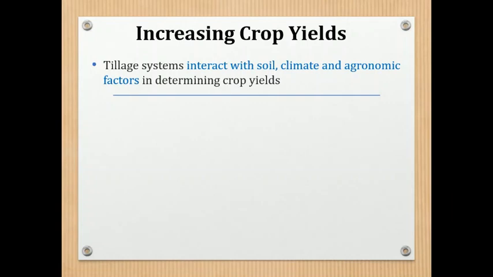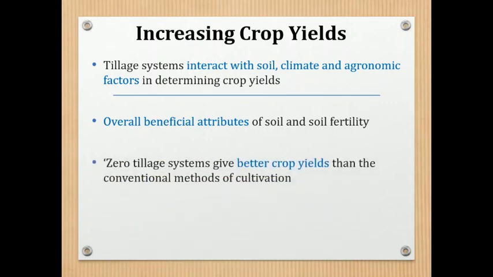Then let's look at how this no-till system helps in increasing crop yields. Tillage systems interact with soil, climate and agronomic factors in determining crop yields. Overall beneficial attributes of these systems on soil and soil fertility could be expected through the no-till system. Zero tillage and minimum tillage systems give better crop yields than conventional methods of cultivation.